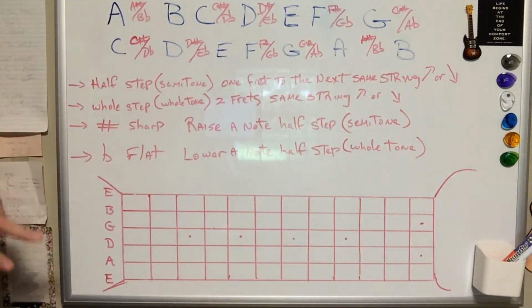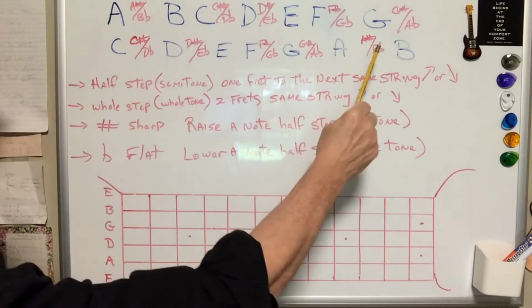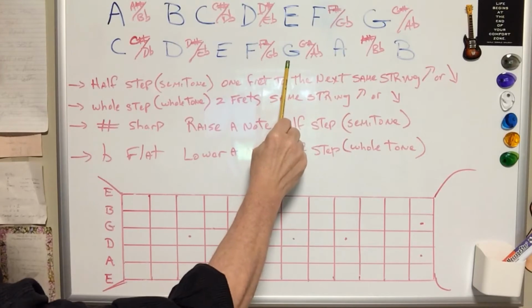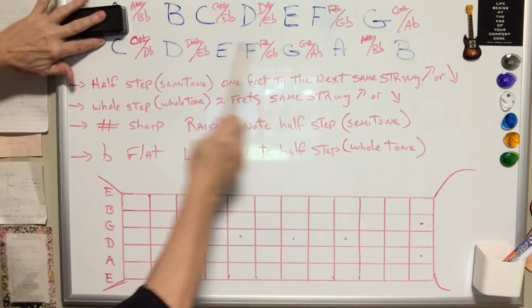So let's say we're going to start, like we said, on this G. We'll go up to G right there. It doesn't matter, we could use either this one or this one. We'll start with this G right here.